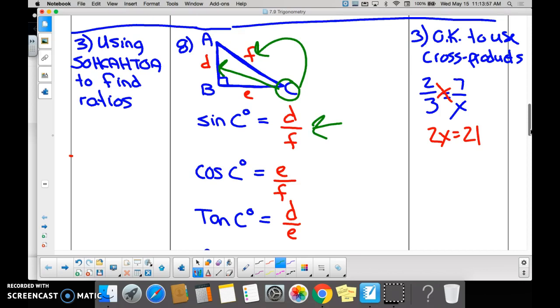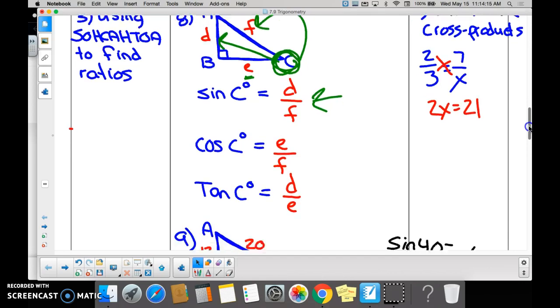Okay, cosine of C. So same thing, cosine of C, but cosine is not opposite over hypotenuse. Cosine is adjacent over hypotenuse. So what is adjacent to C? E. And what is hypotenuse? F. We cool? So tangent, do that one on your own.